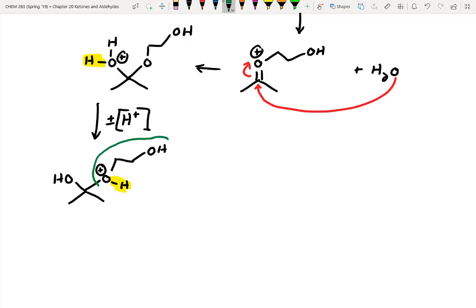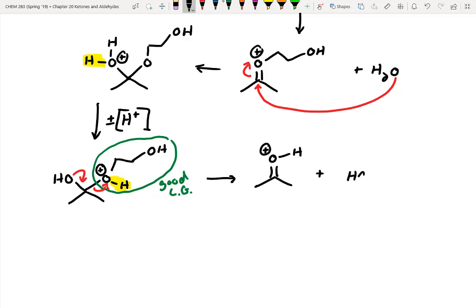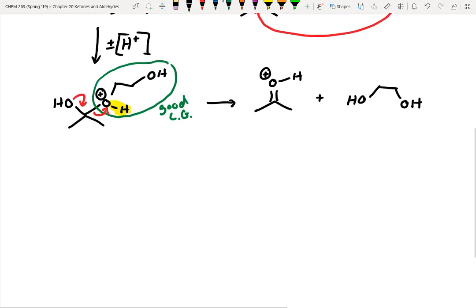Just like before, this is a good leaving group. And if you've got a good leaving group like that, you can show this getting essentially shoved off. Now we've completely kicked off our leaving group. And very last step, what do you think is going to happen? Deprotonation.